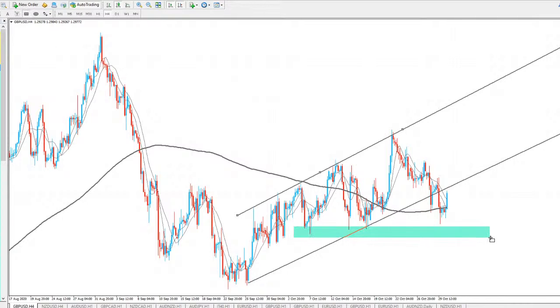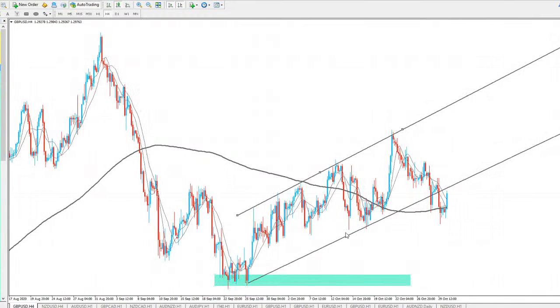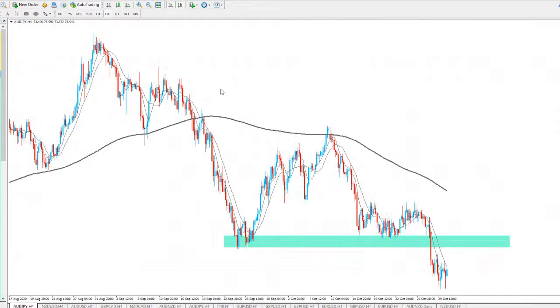Yeah, we've got some support here that we want to see price go and test. Haven't quite got there yet. And of course, we've got the lows all the way down there, which could be another price where GBPUSD wants to head to.